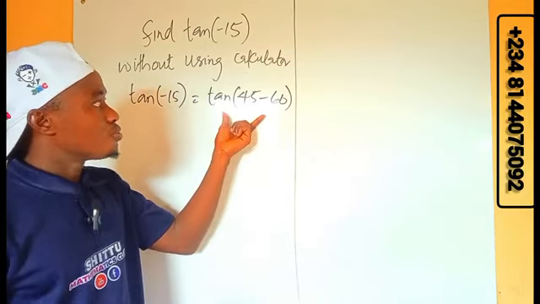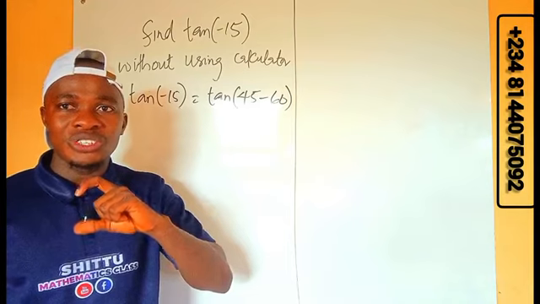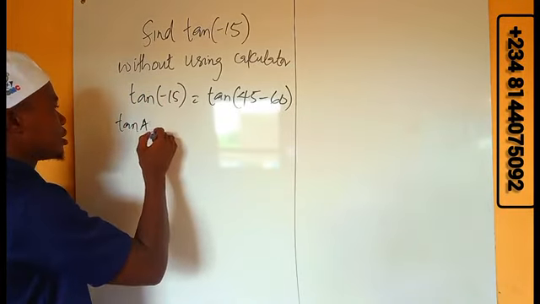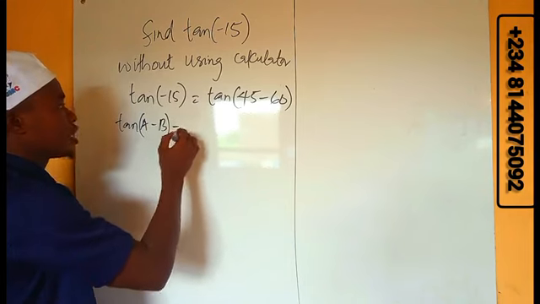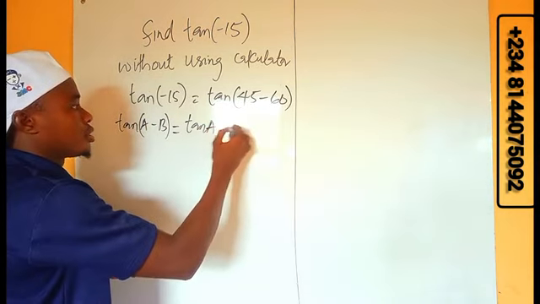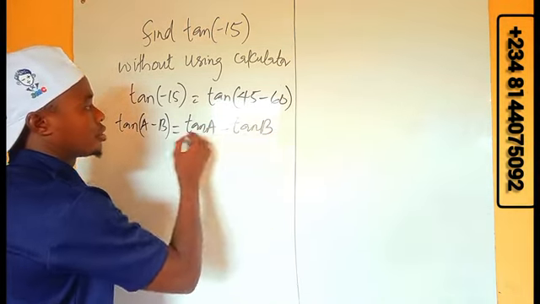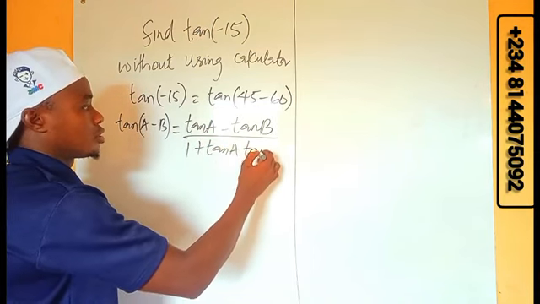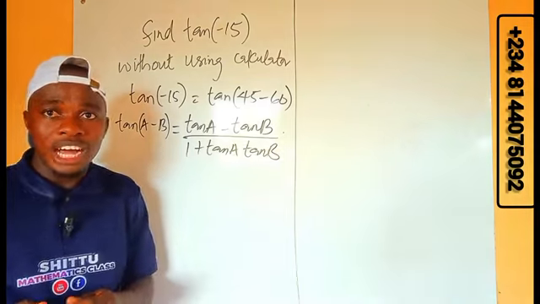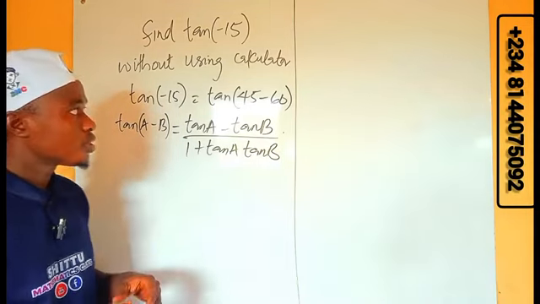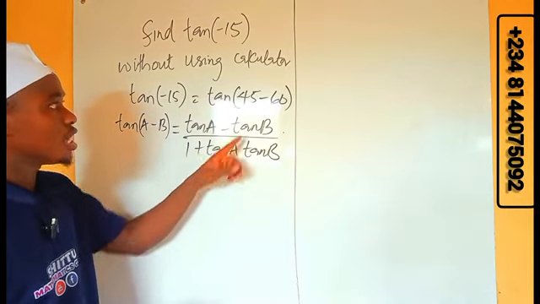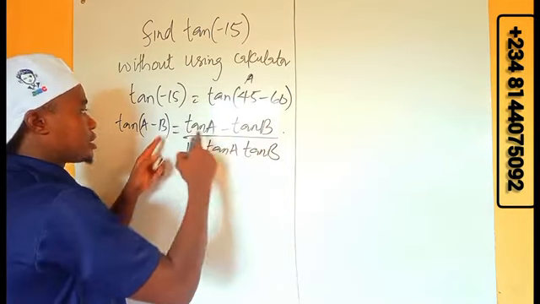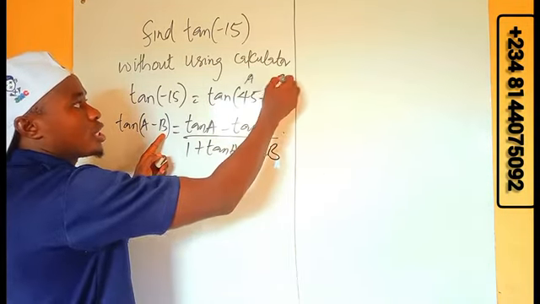Good. So now we have one of the trig identities that says tan of a minus b gives what? tan a minus tan b over 1 plus tan a tan b. Good. So we have this trig identity, right? This is what we're going to be using. So therefore we're going to replace a with 45 and b with 60, okay, from this.